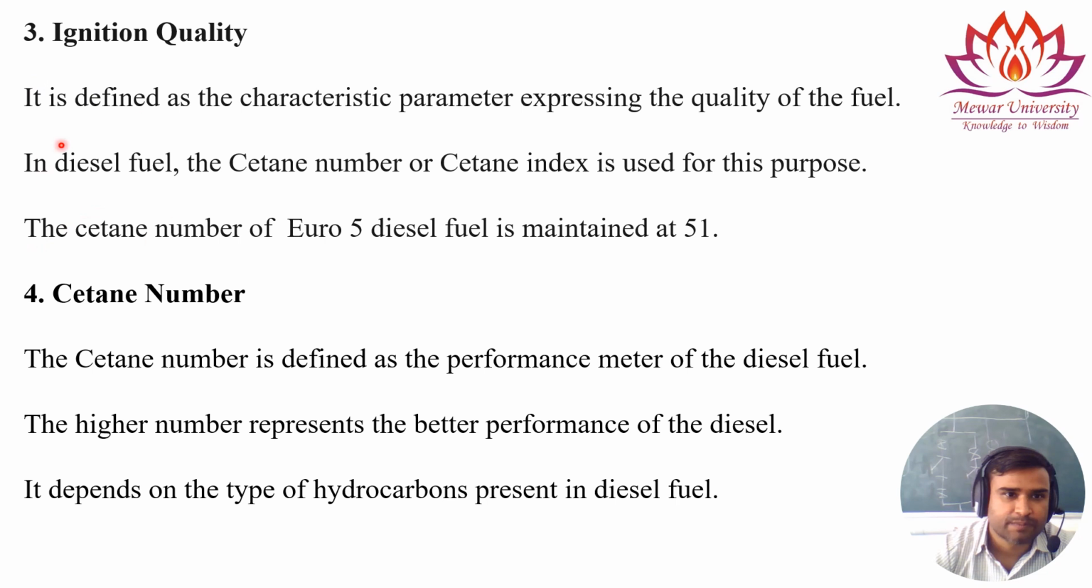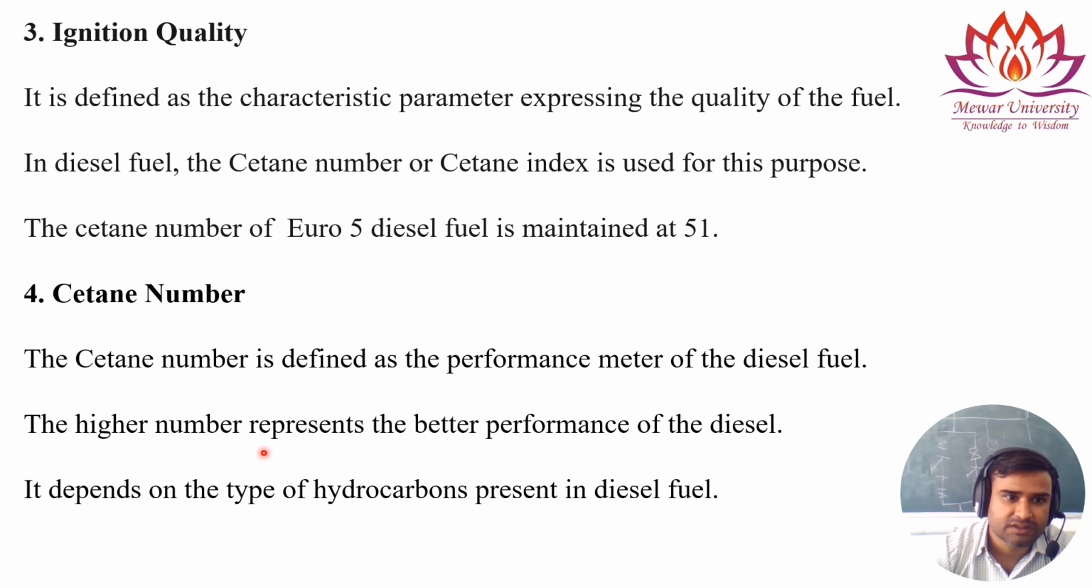The next property we have is ignition quality. Ignition quality is a characteristic parameter that expresses the quality of the fuel. In diesel fuel, the cetane number or cetane index is used for ignition quality, and the cetane number in Euro 5 diesel is maintained at 51, and the cetane number is defined as a performance measure of the diesel fuel.